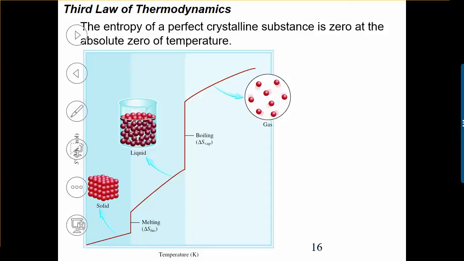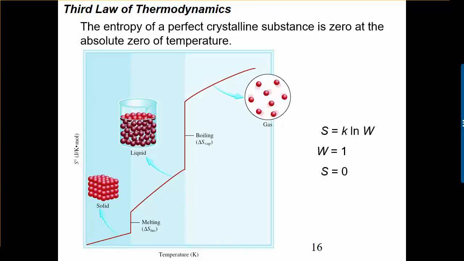And that would be at absolute 0, or 0 Kelvin, which is the third law, that a perfect crystalline substance is at absolute 0. There's only one state, one microstate that molecule can be in. And S is equal to 0.